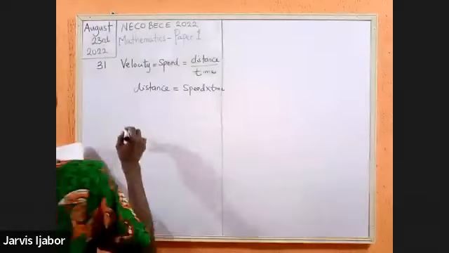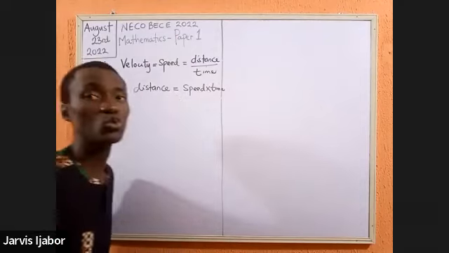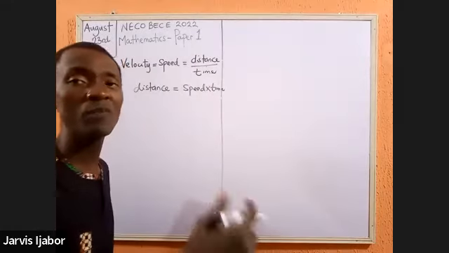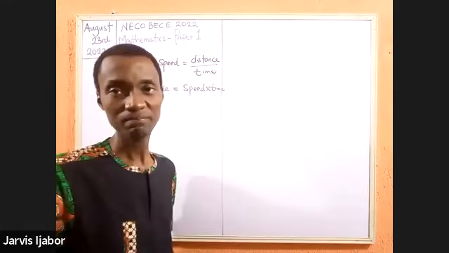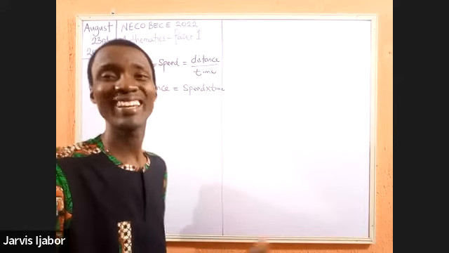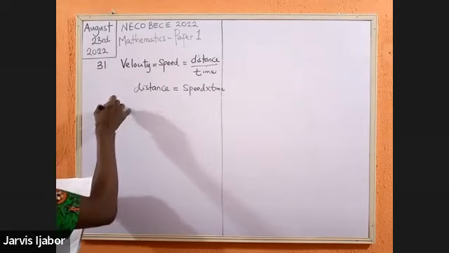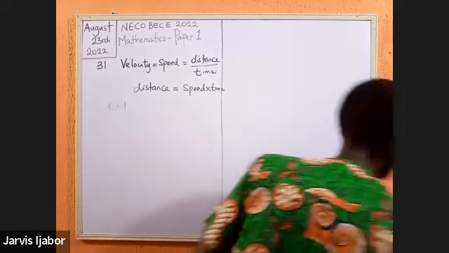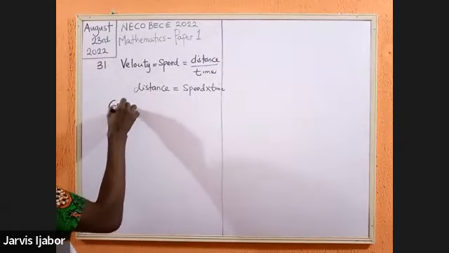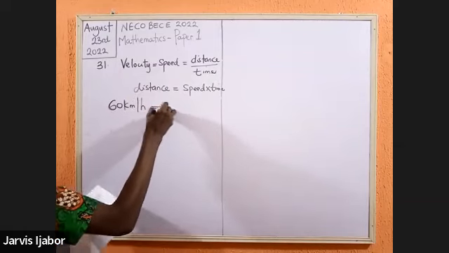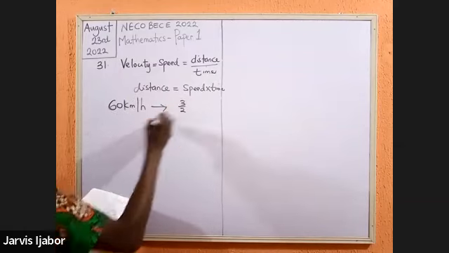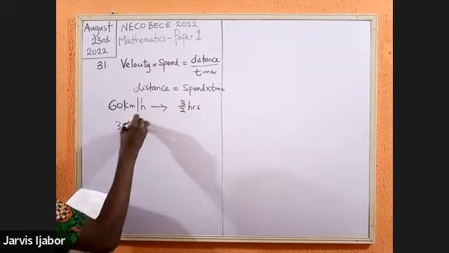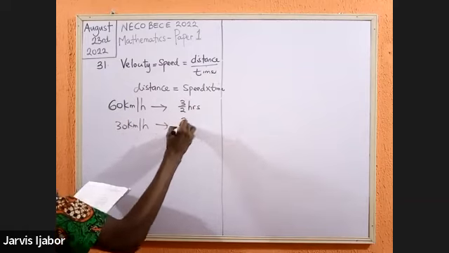So what it means now is that the distance covered is the same, just like trying to sweep a house. You want to sweep a space. If you increase the number of people, the time it will take will reduce. If you reduce the number of people, the time it will take will increase. So let's look at this. 60 kilometers per hour will be equivalent to 3/2 hours, and 30 kilometers per hour will be what I'm looking for, the time.